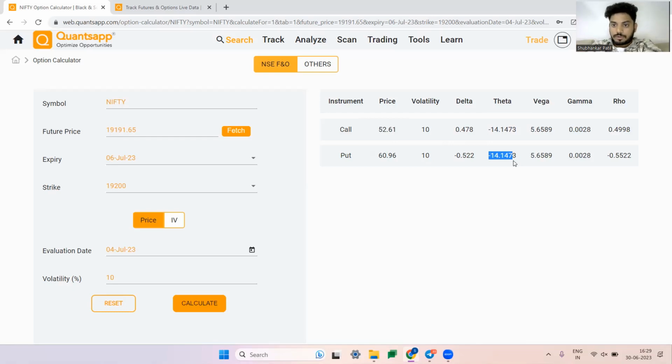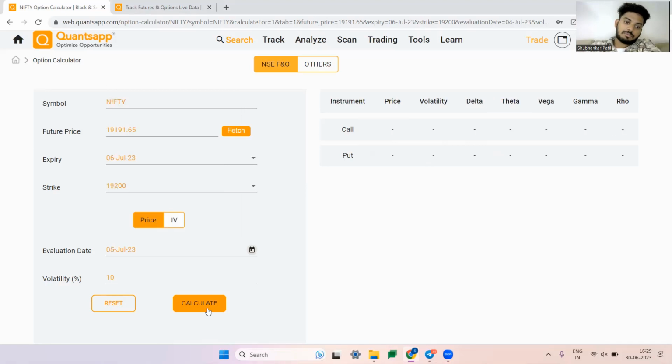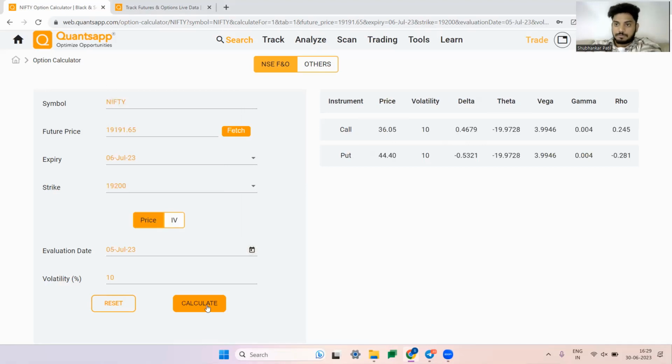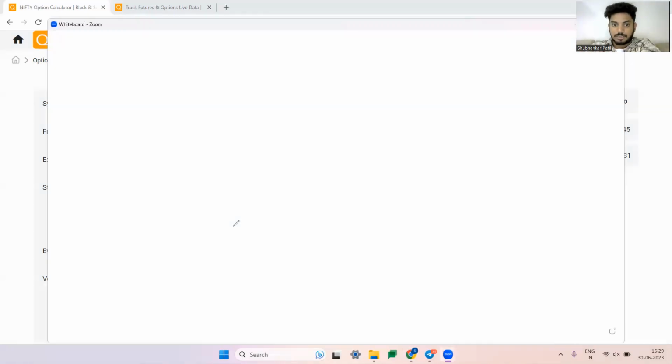So over here, you are seeing 14 rupees theta decay on the call side and roughly the same on the put side. What does that mean? That means if you hold it till 5th, then 14 rupees would be minus. Now, if you see what the theta decay is now, it's 19, almost 20. Now, did you observe any change? The first theta decay on Monday that you saw was 11.